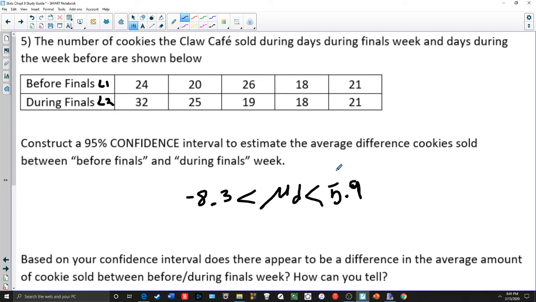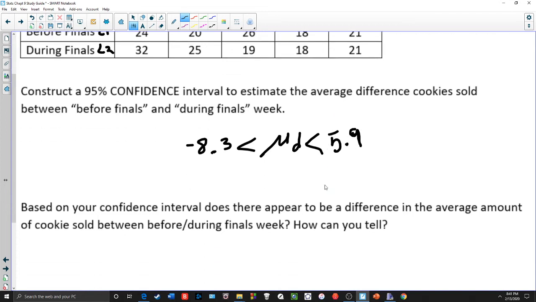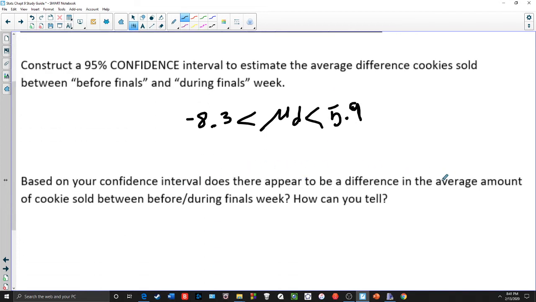So a confidence interval is a little bit different than a hypothesis test in that you actually have a range of numbers, not a single number that you would reject or fail to reject or anything like that. But it's still mostly done in the calculator in terms of the heavy lifting, right? Now this one says, does there appear to be a difference in the average amount sold between finals week and the week before finals week? So is there a difference in the average amount of cookies sold between the week before finals and the week during finals? Well, here's how you interpret that.